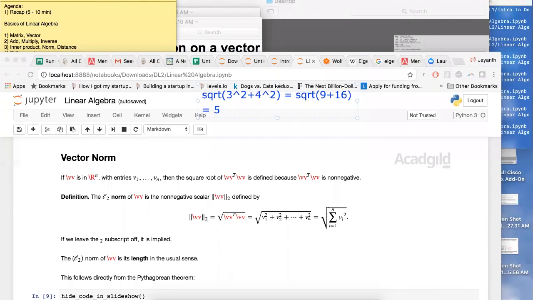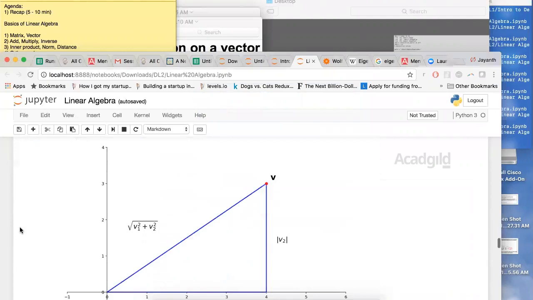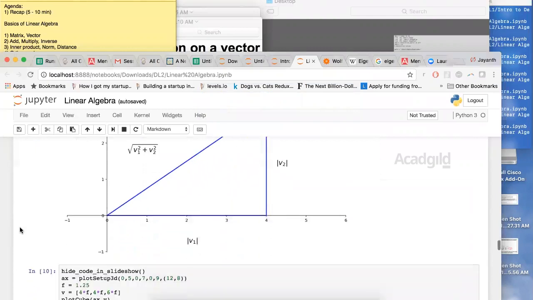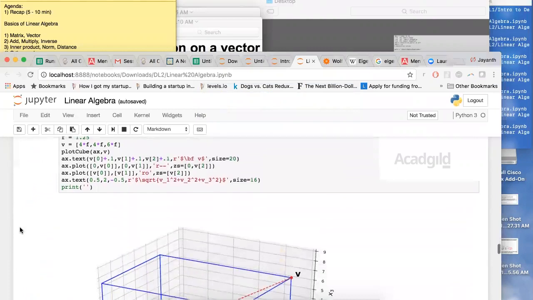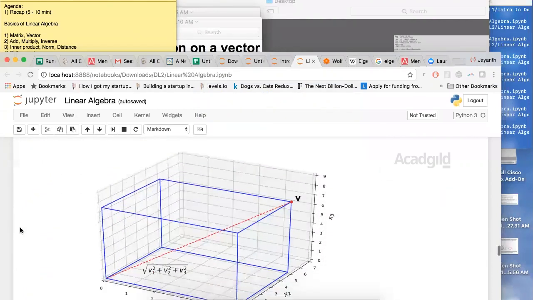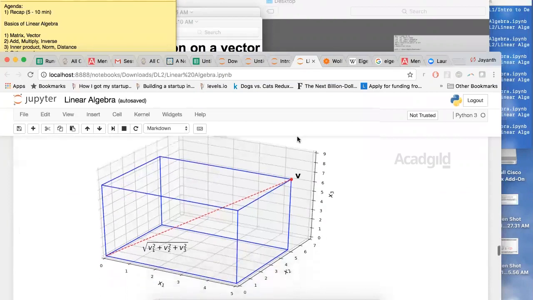So vector norm is nothing but the modulus of that. Many times the norm is also the length of the vector. Again, this is the basic Pythagoras theorem. In a 3-dimensional space you have one more dimension, so it's the square root of v1 square plus v2 square plus v3 square.